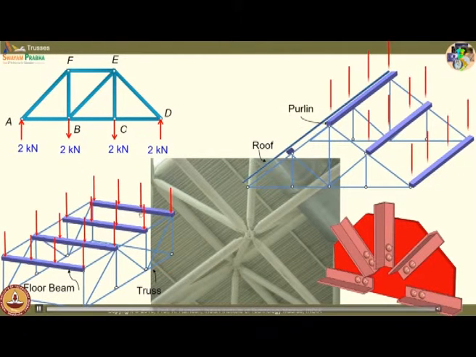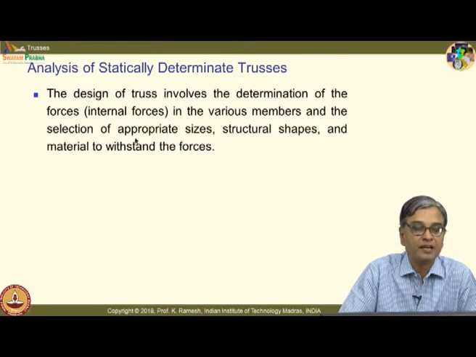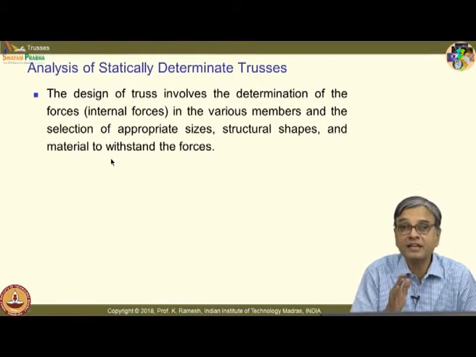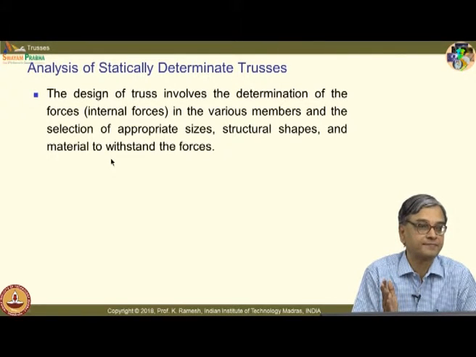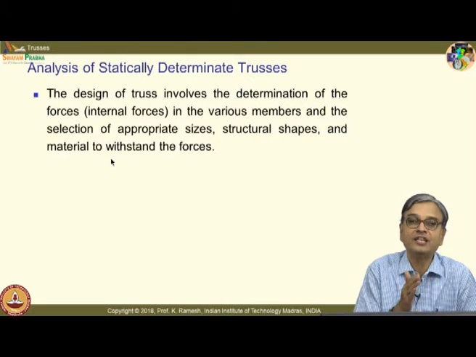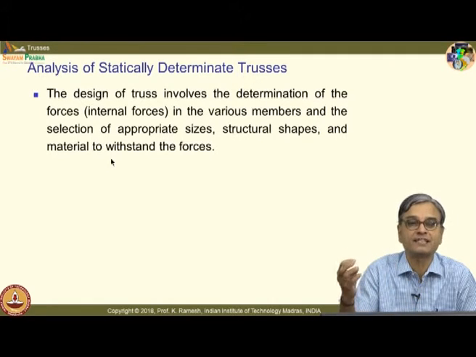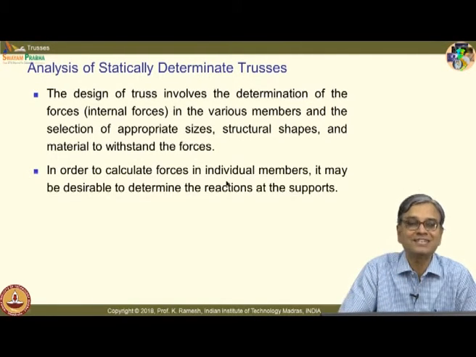What is the next stage? To find out the internal forces. Why do we want to find out that? To select appropriate size, structural shape and material to withstand the forces. So, your analysis in engineering mechanics is only a first step in truss analysis. This information of forces will be used in the next level of course to find out the deformation and also to decide on the structural shape.